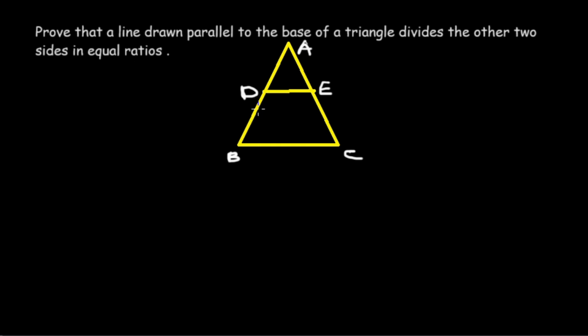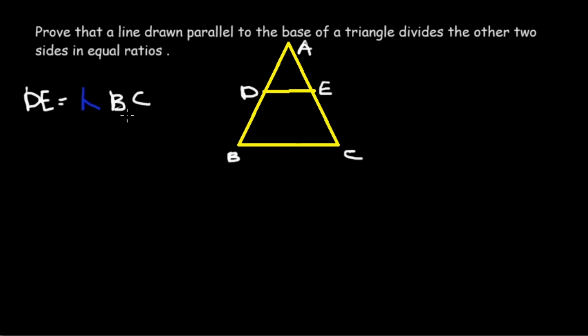Now, our solution is actually in the question. Why? Because they've told us that DE is parallel to the base BC, right? So now we can state that DE is equal to lambda BC.